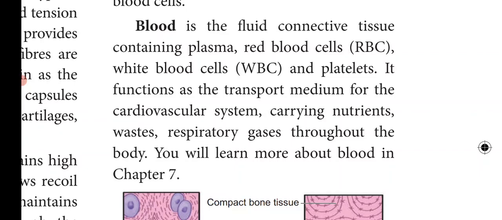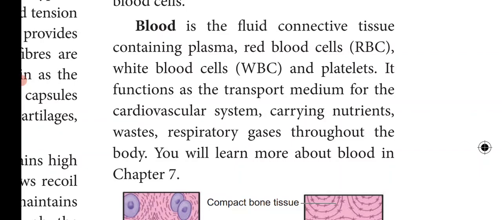So the blood is the fluid connective tissue which contains mainly plasma, red blood cells, white blood cells and platelets. So blood is a fluid connective tissue and it contains the plasma, that is the liquid part, and the solid part are the RBC, WBC and platelets.